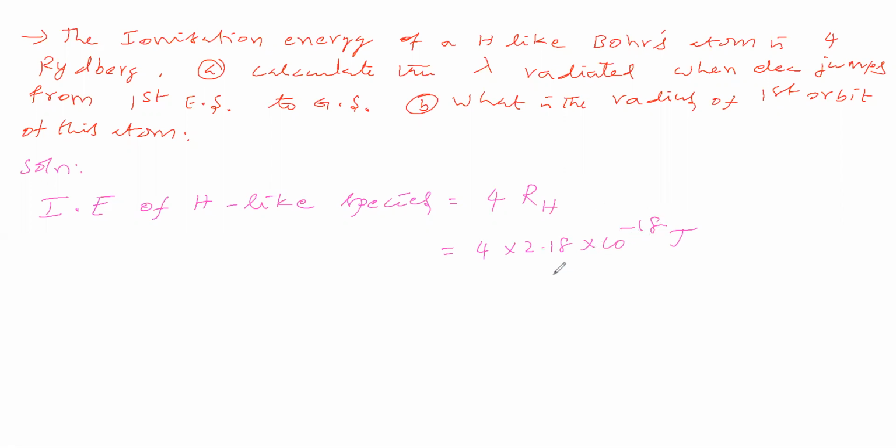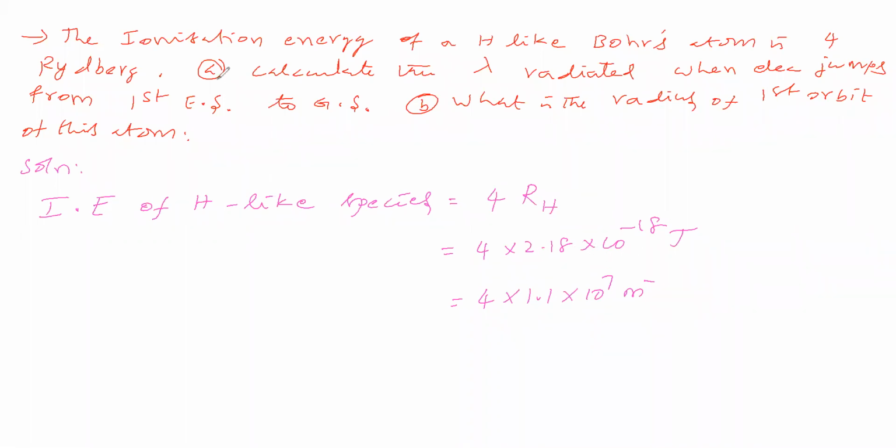Or if you want to say it in terms of per meter, it is 1.1 into 10 to the power of 7 per meter. So it is equal to 4 into 1.1 into 10 to the power of 7 per meter, in terms of wave number. We said the value of Rydberg's constant, and we have substituted it here.